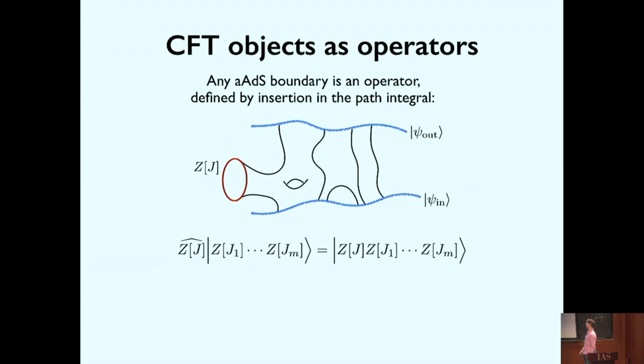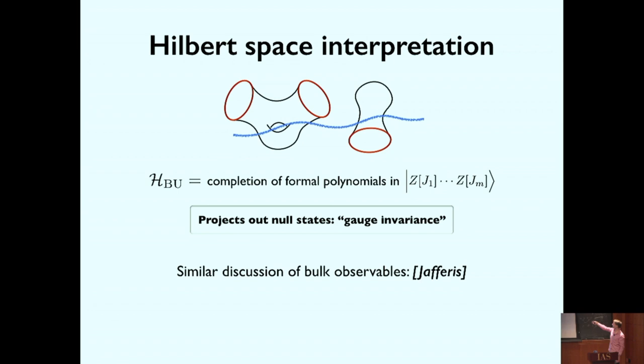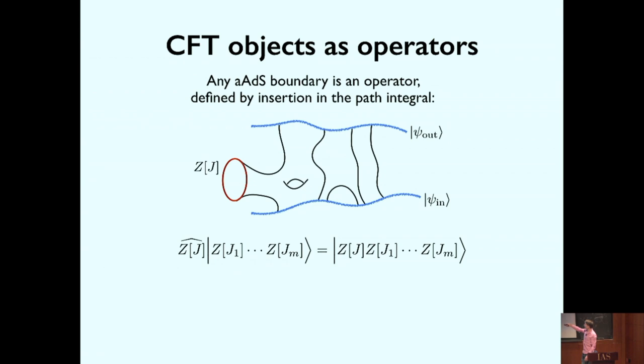So here's a definition of an operator. I start with some in state, which is perhaps one of these special states defined by some past boundary conditions, and I have some out state. I can define an operator by just saying I integrate over all possible geometries where some state comes in, I throw in an extra boundary that has to be there in the path integral, and then some stuff comes out. And the thing I can throw in is just any sort of CFT object, a partition function, like a Z of beta in JT gravity. And here's the definition of this operator.